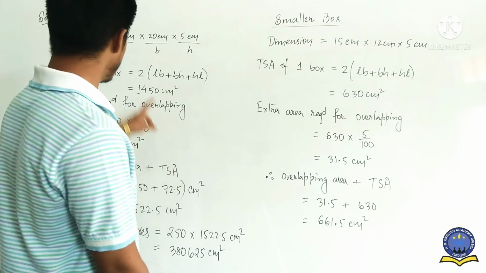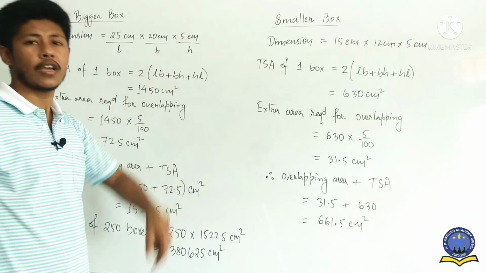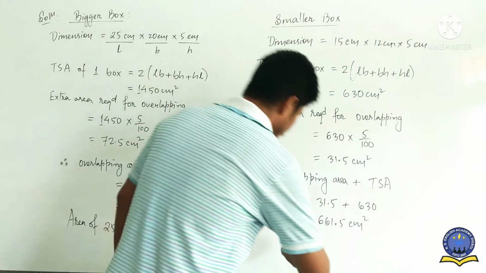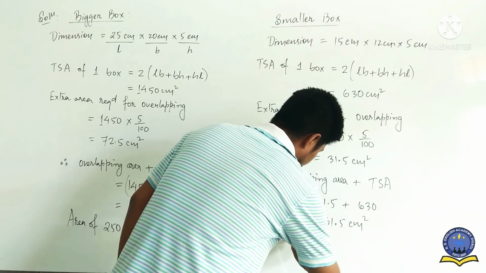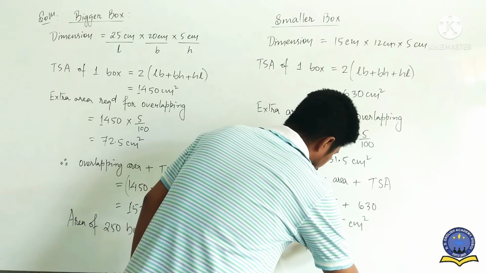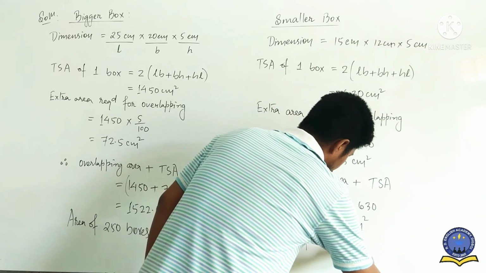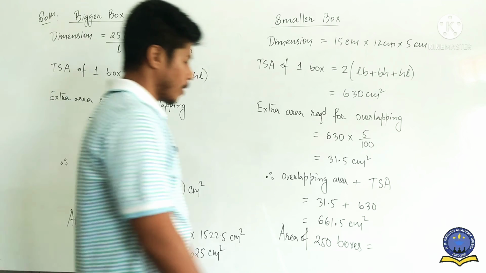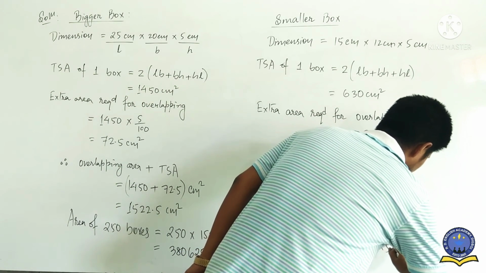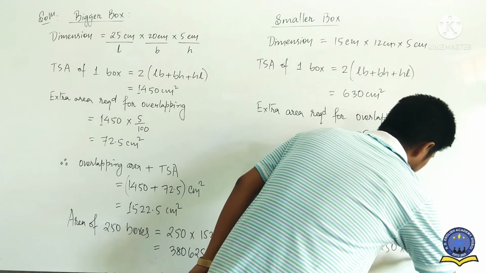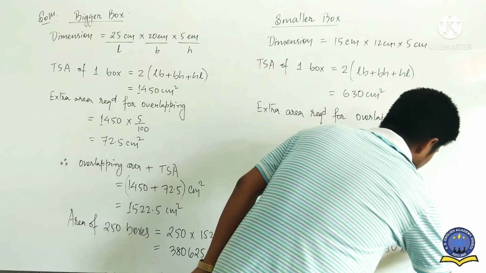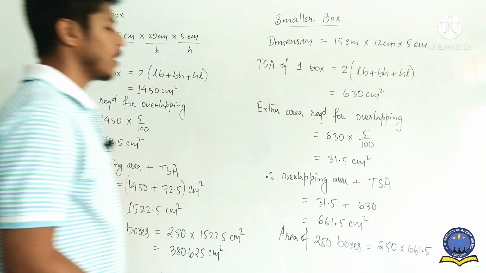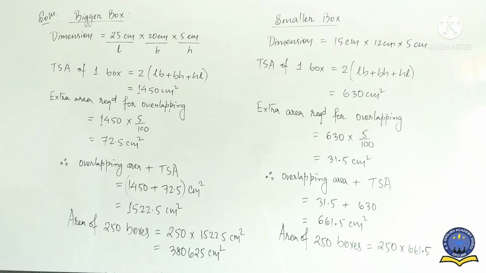So how many boxes of this type are required? 250 boxes. Remember, 250 bigger boxes, 250 smaller boxes. So finally we have to write the area of 250 boxes, equal to 250 into 661.5. And if we calculate these two, then here we get 165,375.